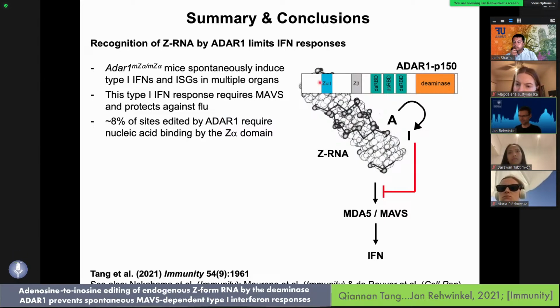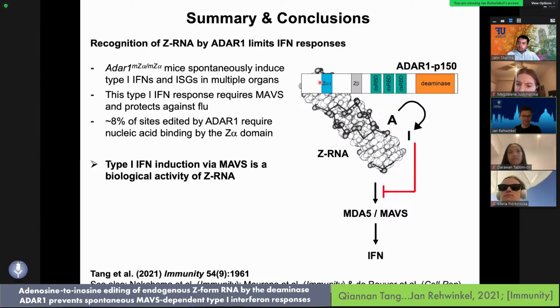So coming back to the question that I posed in the introduction about what the biological function of zRNA might be, we proposed that one of the functions is type I interferon induction via MAVS, and that activity is under normal circumstances limited by editing through ADAR1. Now, similar results were published by several of my colleagues in the field, and this includes these different papers down here, which all came out back to back at the same time.